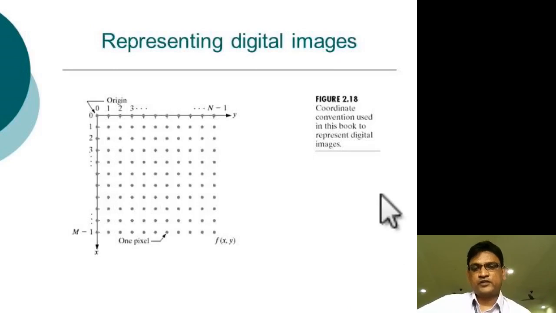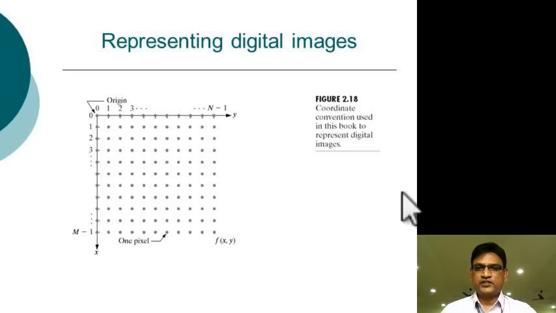So after sampling, as I said earlier, we are able to represent an analog image in the form of a 2D digital image. This digital image is composed of image elements called pixels or pels. One representation of this digital image is in the form of a pixel representation. This is a conventional coordinate system. Here we have the y coordinate and this is the x coordinate, and all these dots stand for the pixels.